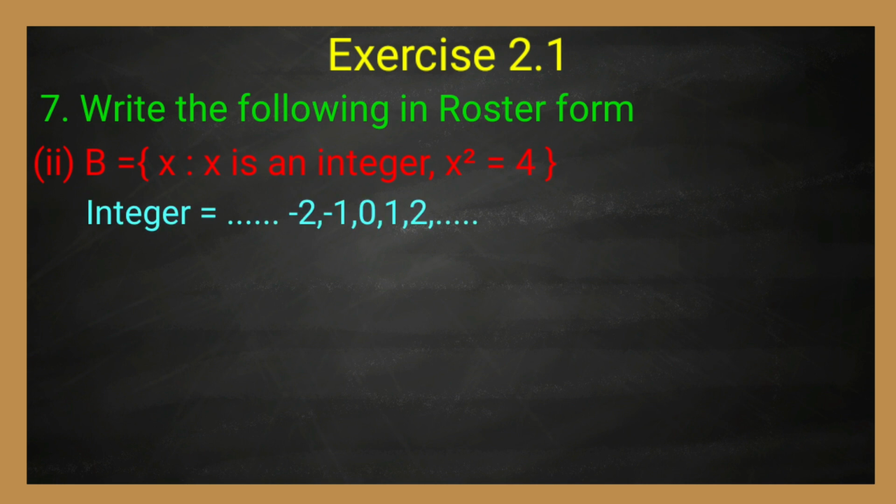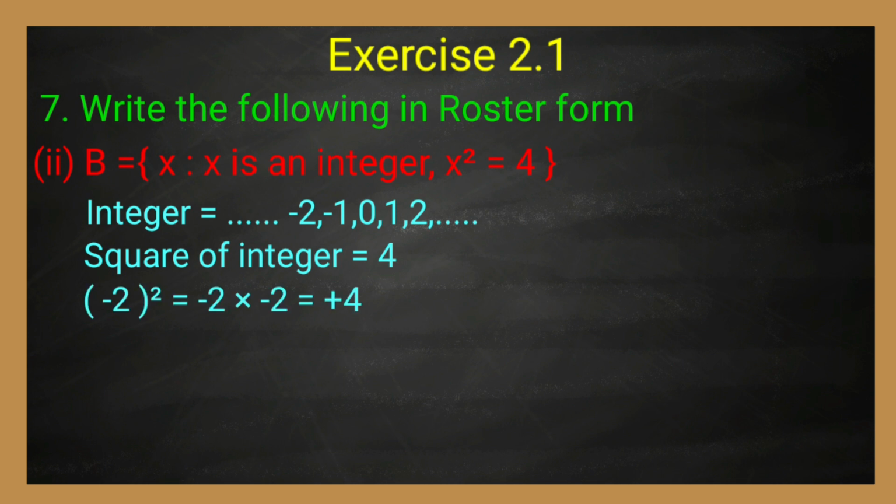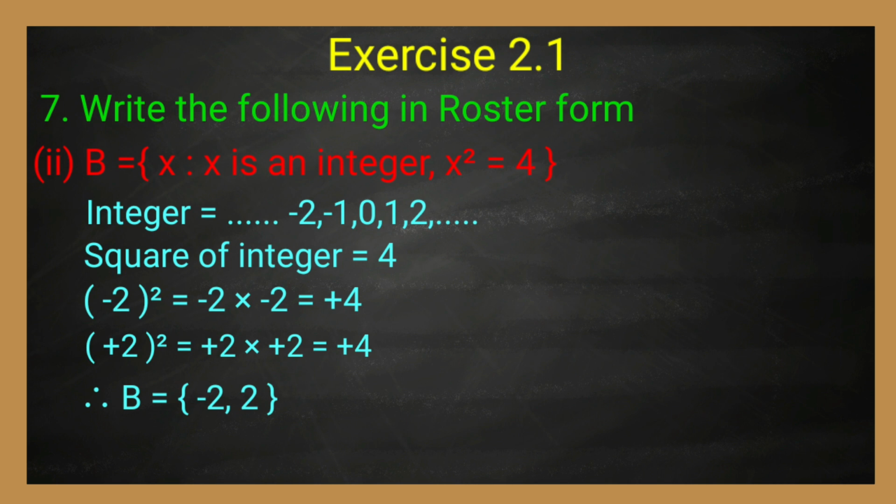Here integer means all the positive numbers, all the negative numbers and 0. But the condition is that the square of the integer must be equal to 4. Here (-2) whole square equals -2 into -2 equals 4. And (+2) whole square also equals +2 into +2 equals 4. Therefore, -2 and +2 squares are equal to 4. Therefore, set B equals {-2, 2}.